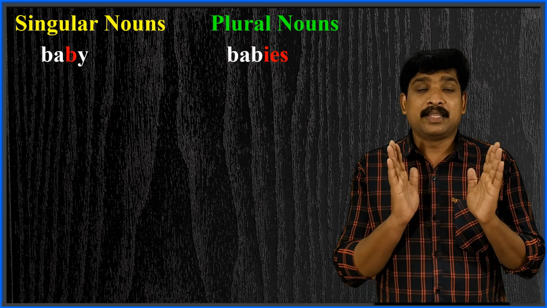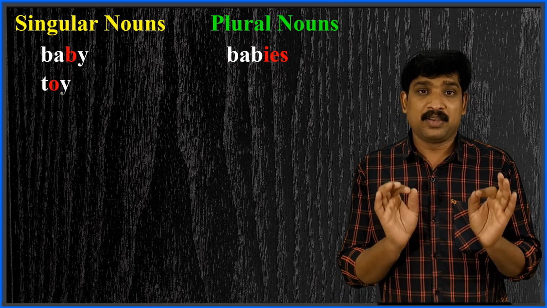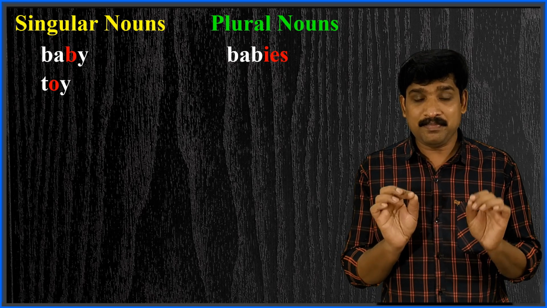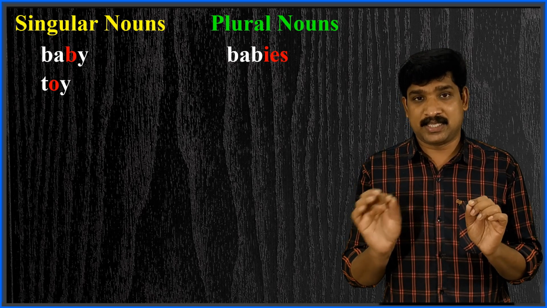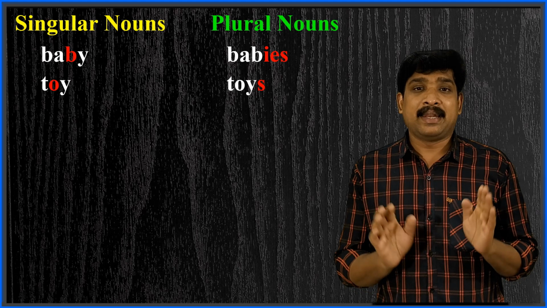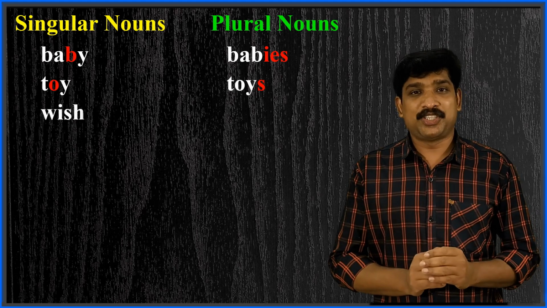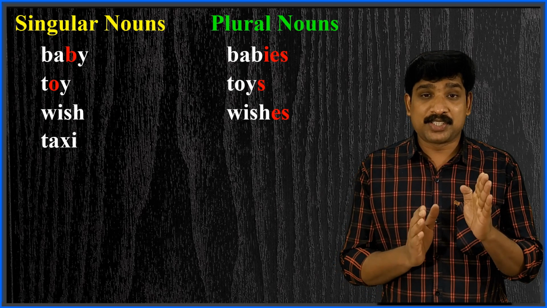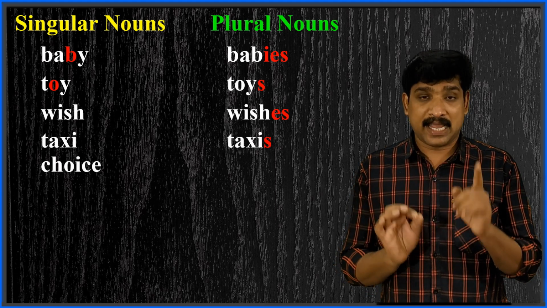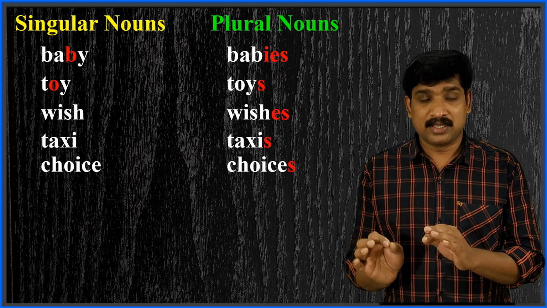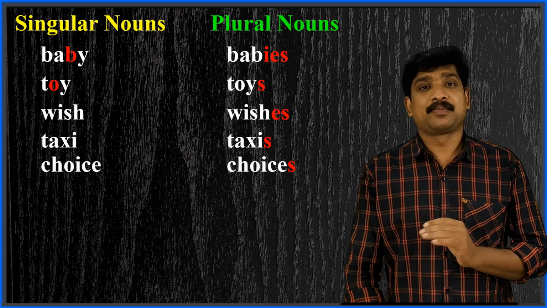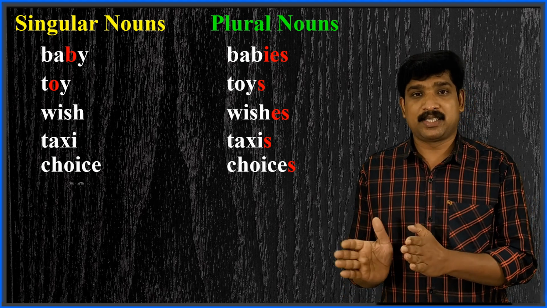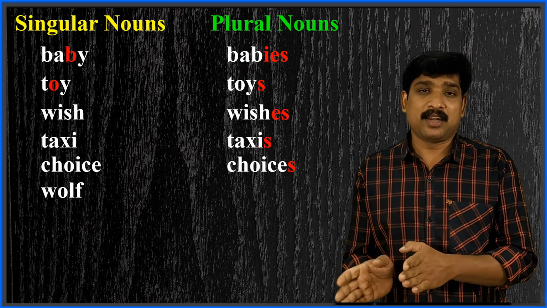The second word is toy, vowel Y. So this time, toys, T-O-Y-S. You simply add an S. Then we have wish. It's a word ends in SH. Remember the rule? Wishes. You add ES. Taxi, taxis. You simply add an S. Choice, choices. Simply add an S as well.